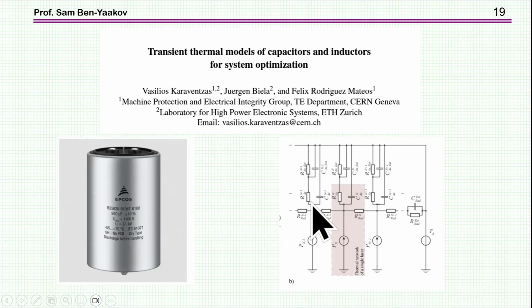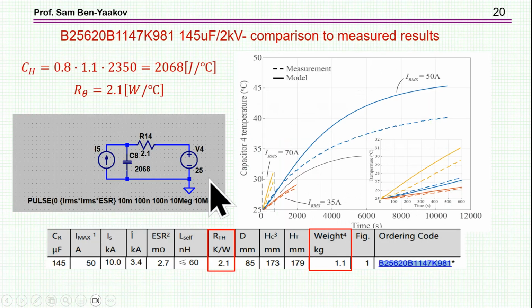And they had done it on this type of capacitor. This is not a specific capacitor, but this type. It's a cylindrical capacitor. It's also a film capacitor. And here, what they did, they somehow managed to measure the hotspot temperature, and this is the broken line, and this is the model prediction. The continuous line is prediction, and this is measurement.